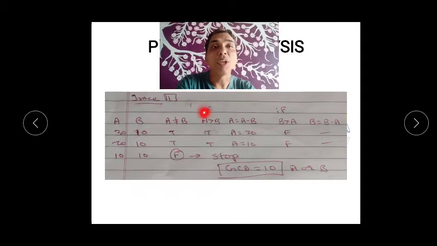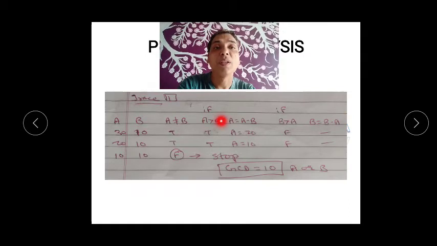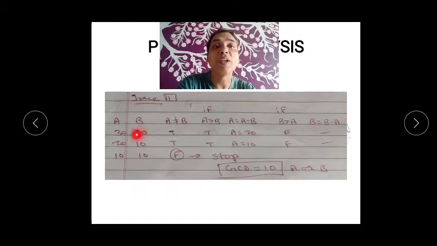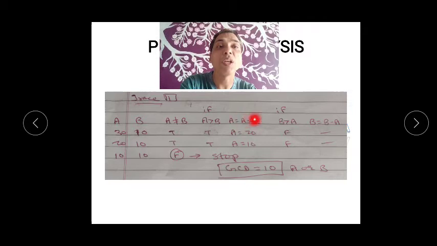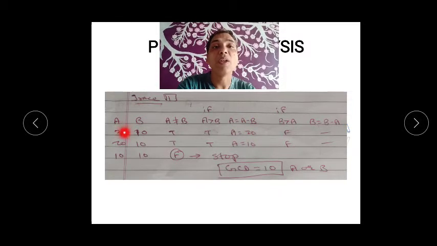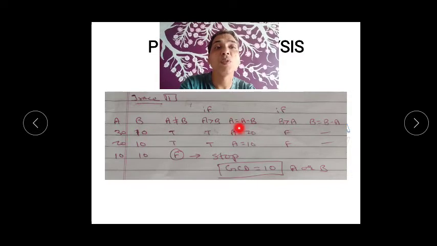Okay. Now, if a is greater than b, yes, 30 is greater than 10. So this is true. Since this is true, we have to execute a is equal to a minus b. Okay. So what is the value of a? 30. What is the value of b? 10. So the latest value of a becomes 20. Okay, then it will go here. If b is greater than a, it's not possible because the b value is 10 only, so false. And then if it is false, we will not execute this, we'll directly come to this step.